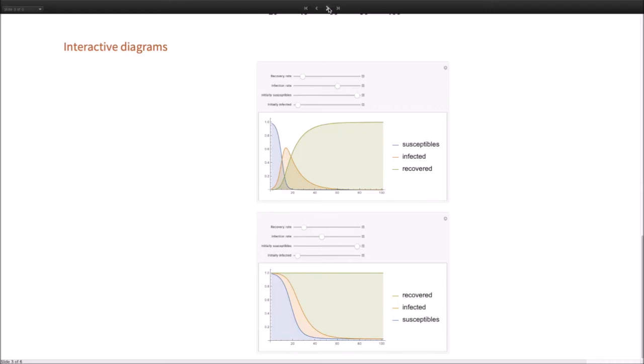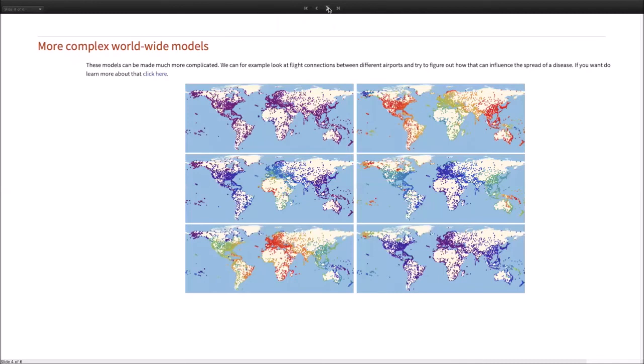So how can we use these models? If we have a model like that, well, first of all, this model is really, really simple. We probably want to make that model more complicated. We have built these models. So for example, this model, where every point here is its own model, and they are connected via flight connections. These are all sorts of airports around the world, and there are flight connections between them. Now, if you hop on a flight, you can take the disease with you.